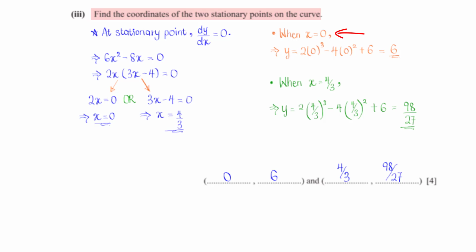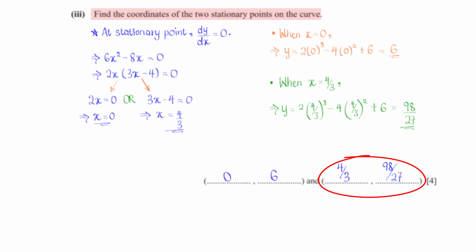So when x equals 0, y equals 2 times 0 cubed minus 4 times 0 squared plus 6, and this gives us the y coordinate as 6. So when x equals 4 over 3, the y coordinate equals 2 times (4 over 3) cubed minus 4 times (4 over 3) squared plus 6, and this gives us 98 over 27. And so the coordinates of the 2 stationary points on the curve are (0, 6) and (4 over 3, 98 over 27).